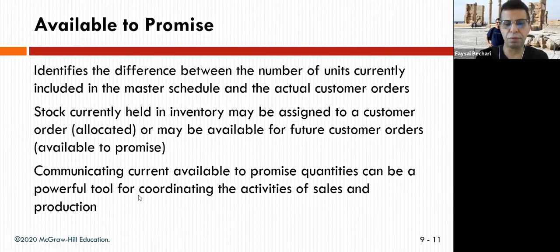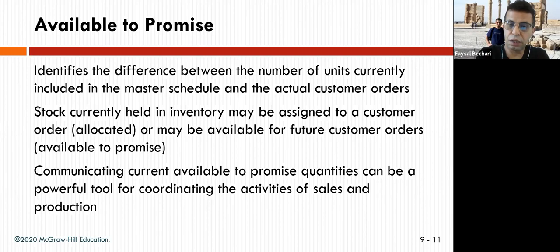So what do we have? Something else is called available to promise, which identifies the difference between the number of units currently included in the master schedule and the actual customer orders. So we spoke about having 10 units in the warehouse ready to be shipped, and another 90 units waiting. So you can promise the due date and timing that you can ship them, because you already have the schedule for when these extra 90 units will be produced.